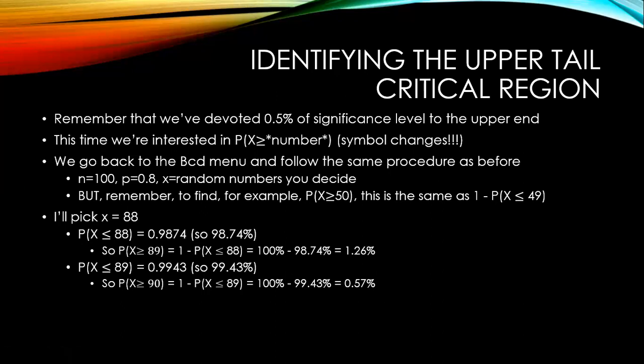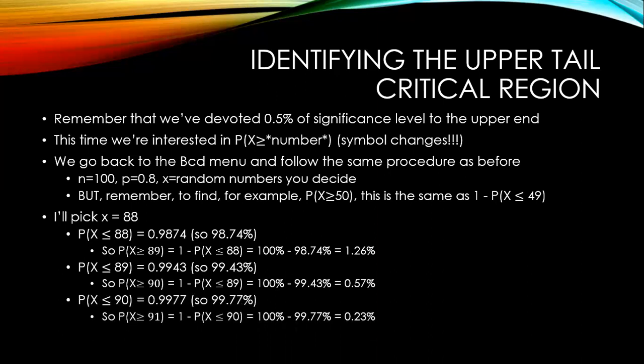To calculate the probability that we get 90 or more successes, that's going to be 1 take away the probability that we get less than or equal to 89 successes. Because again, remember our number line explanation: the chance you get 90 or more successes is the same as 1, because probabilities add up to 1, take away the probability that you get 89 or fewer successes. So 100% take away 99.43% is 0.57%. We're really, really close to 0.5% now. This is the 0.5% significance level that we've devoted to the upper end of the distribution, but we're not quite below 0.5% just yet.